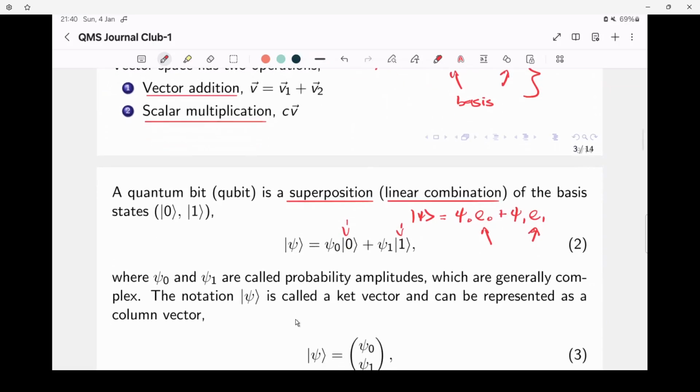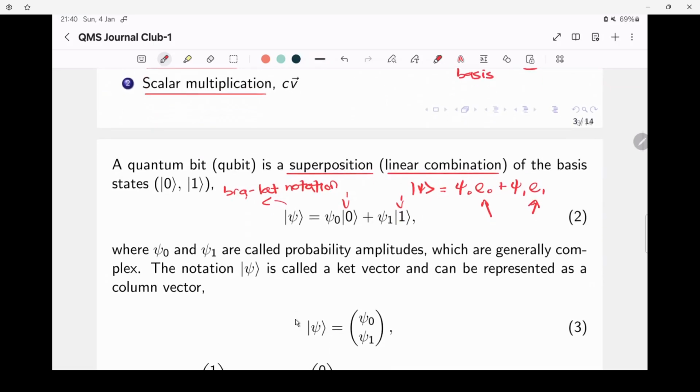So this is one possibility for describing what a qubit is. But I assume everyone here knows a little bit of quantum, so that's why I put some leeway here. Basically, a qubit is written by something like this, which is what we call the bracket notation. Over here, I also mentioned that your psi 0 and psi 1 are probability amplitudes, and they are generally complex numbers.